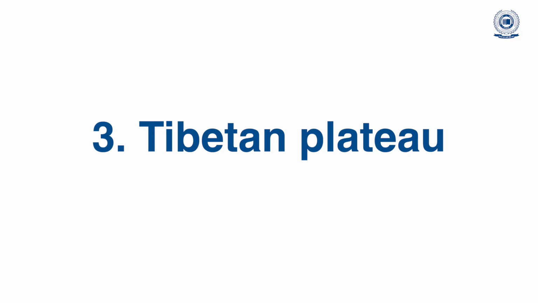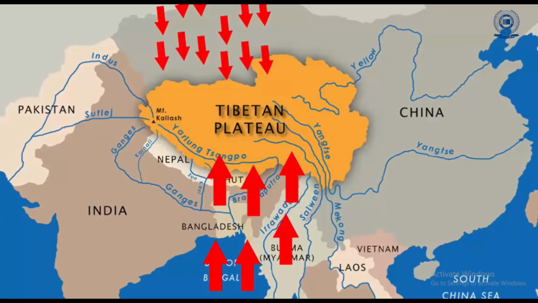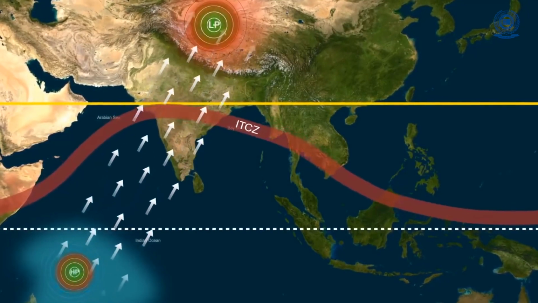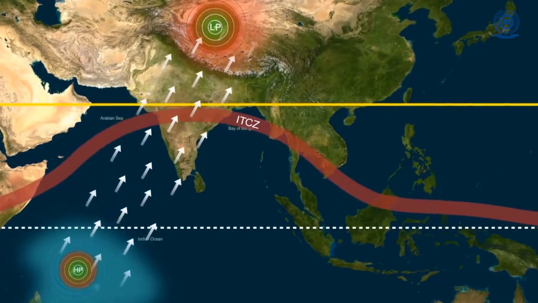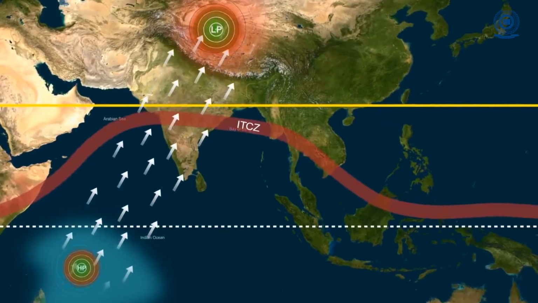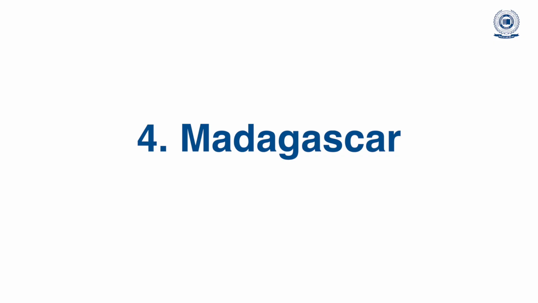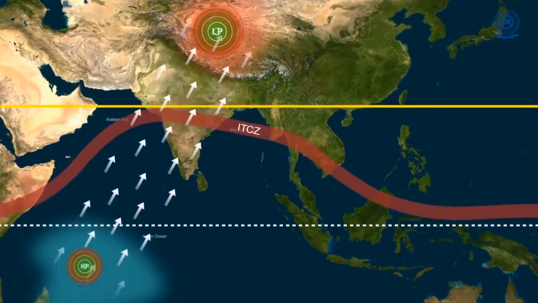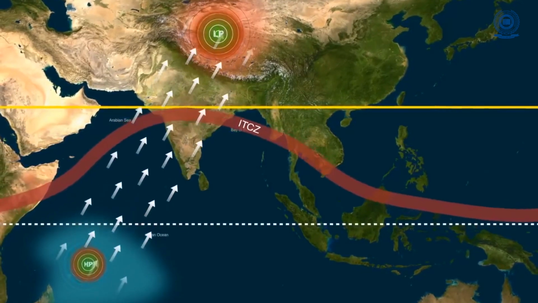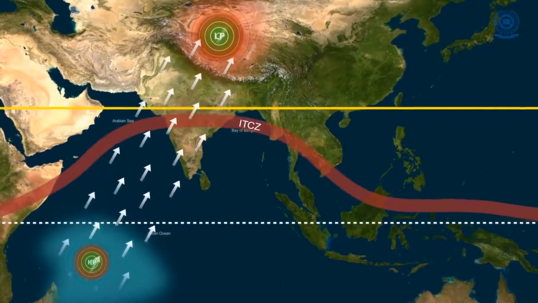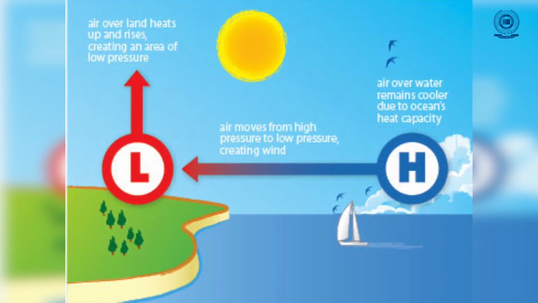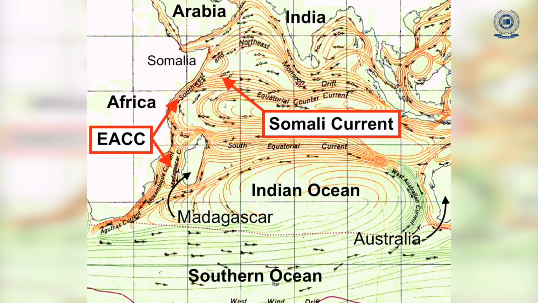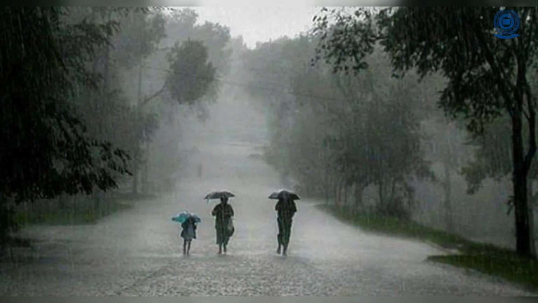Third, Tibetan Plateau. It's a dry land mass which is around 4 to 5 kilometers above the sea level. In summer, it gets heated up and a low pressure zone develops. Thus, wind starts to move towards northern India, further strengthening the monsoon. Fourth, Madagascar. An island country in the Indian Ocean near East Africa. It develops a high pressure in comparison to the low pressure areas of Indian landmass. The high pressure areas of Madagascar get impacted by tropical jet streams. Thus, wind starts to move towards Indian subcontinent, further strengthening the monsoon.